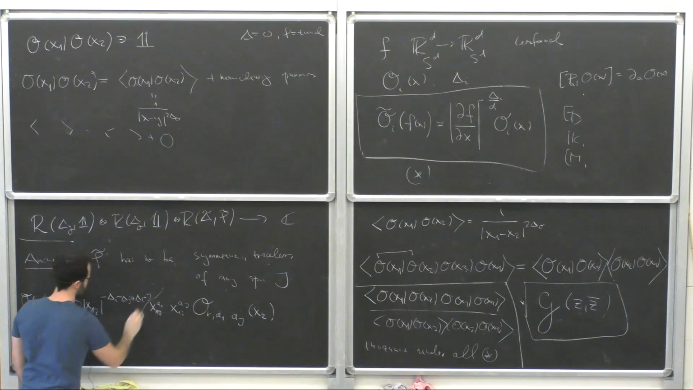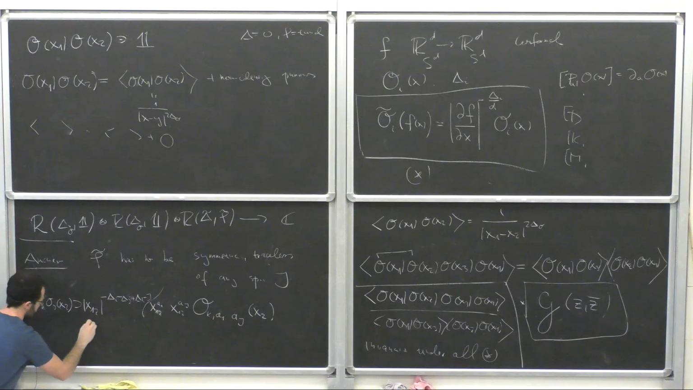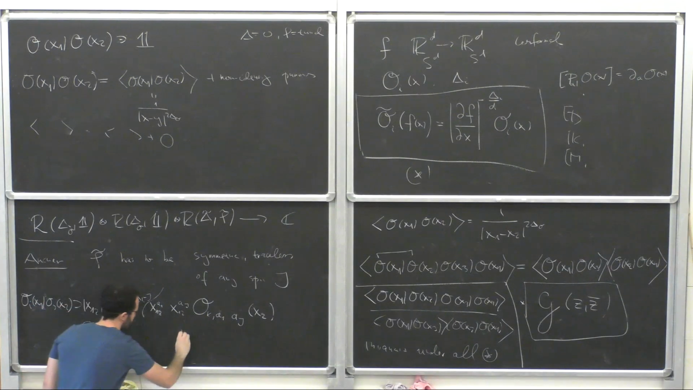Sorry. Okay. Times C_ijk plus descendants.